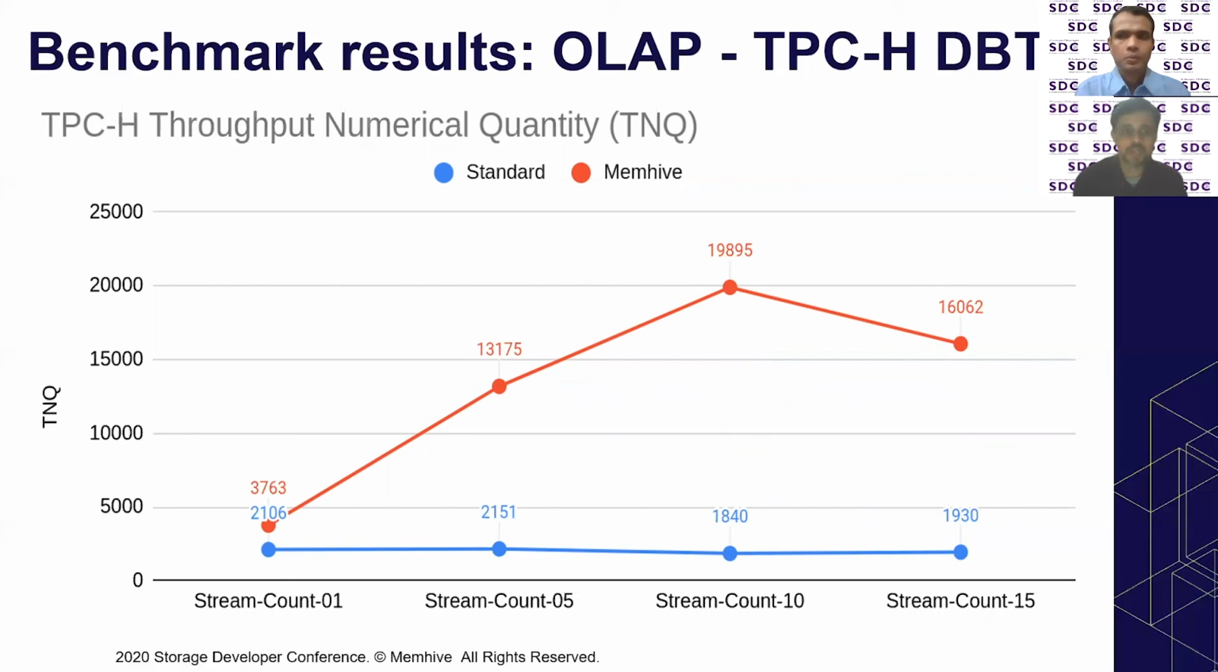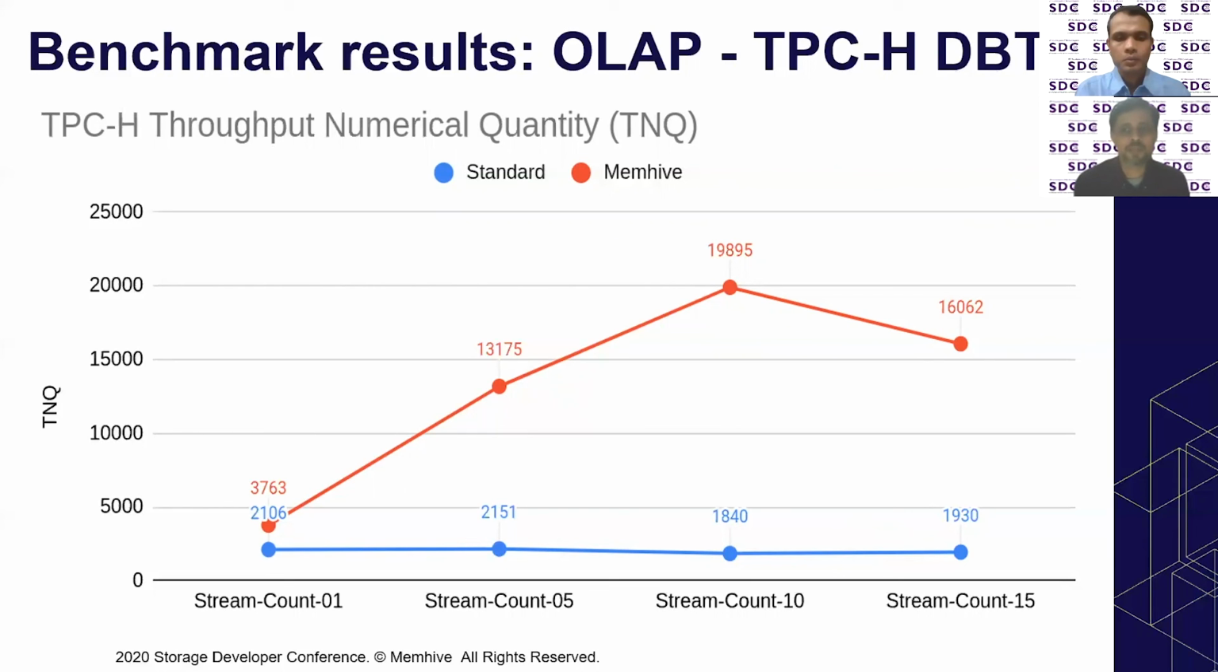Another metric that the TPCH specification provides is called the throughput numerical quantity, or TNQ. This TNQ is a number which is obtained with multiple streams, right? So we have a fixed size database, but we vary the streams in this case. You can see that the x-axis is the stream count being varied. We started from only one stream and went up to 15 streams.